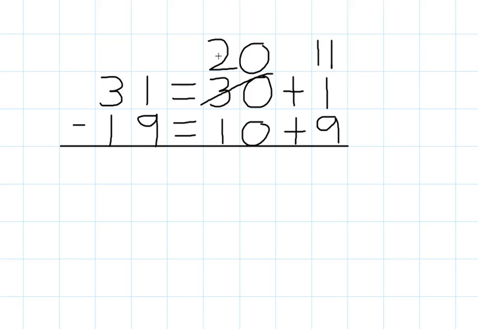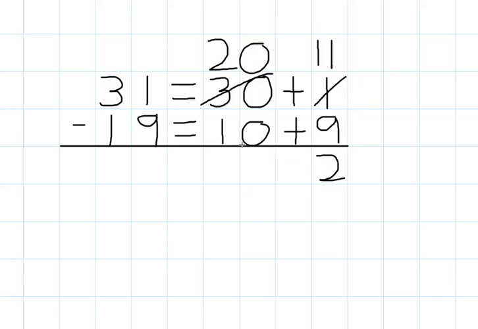So I brought over 10 ones, but I already had 1 here, remember from my 31? So now I have 11 ones and I don't have 1 anymore. I took 10 from here and I added it to the 1 that I had here, and now I have 11 ones. Now I'm ready to subtract. So I can take 11 minus 9, and that's going to give me 2. If you're not sure, you can count up from 9: 9, 10, 11, and that will give you 2.